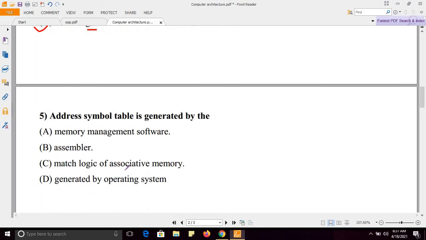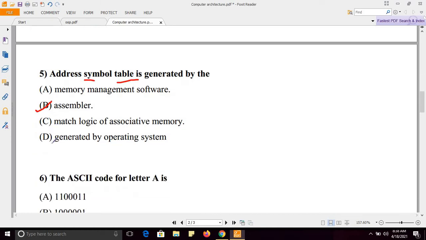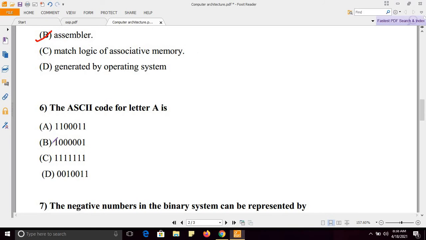Next question. Address symbol table is generated by memory management software, assembler, match logic of associative memory, or operating system. Address symbol table is generated by the assembler. Next question. The ASCII code for letter A in binary is, these are the options.